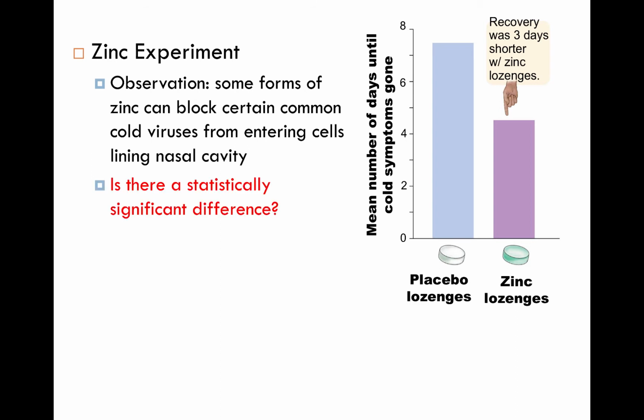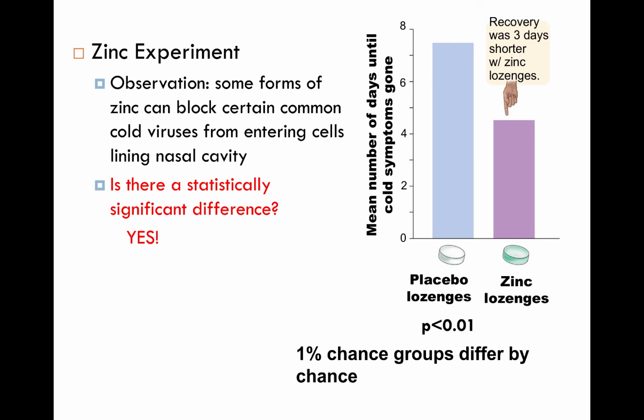Okay, so our next question, is there a statistically significant difference? Based on the statistics that were conducted on this experiment, there was a 1% chance the groups differed simply by chance. So that means there's a really high chance that the groups did differ, due to some inherent difference between the groups, meaning whether they got zinc lozenges versus placebo. So yes, they were definitely statistically significantly different.